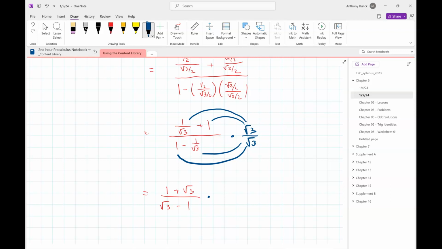So to get rid of the square root 3 in the denominator, what do we need to do? We're going to multiply by what's called the conjugate. That's the word you're searching for. So that's going to be the same thing as our denominator, just with the opposite sign in the middle. So instead of root 3 minus 1, we're going to multiply the top and bottom by root 3 plus 1.